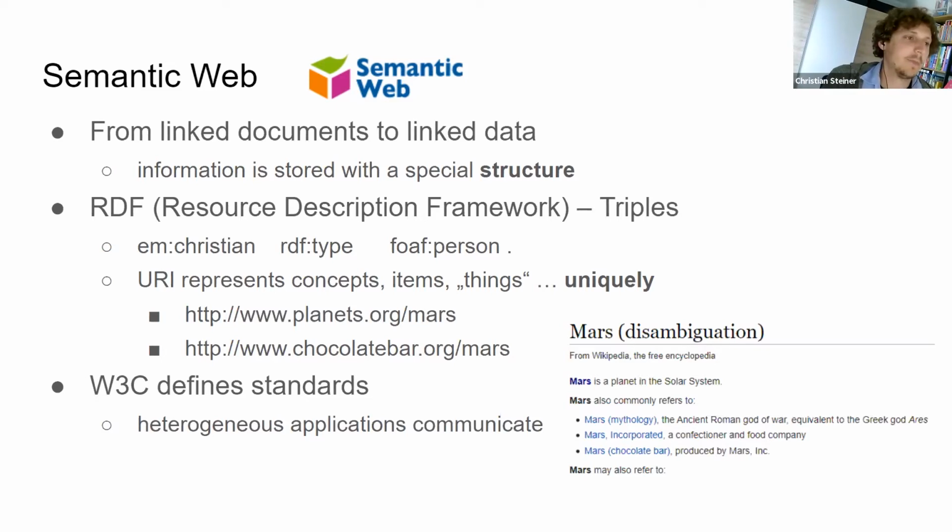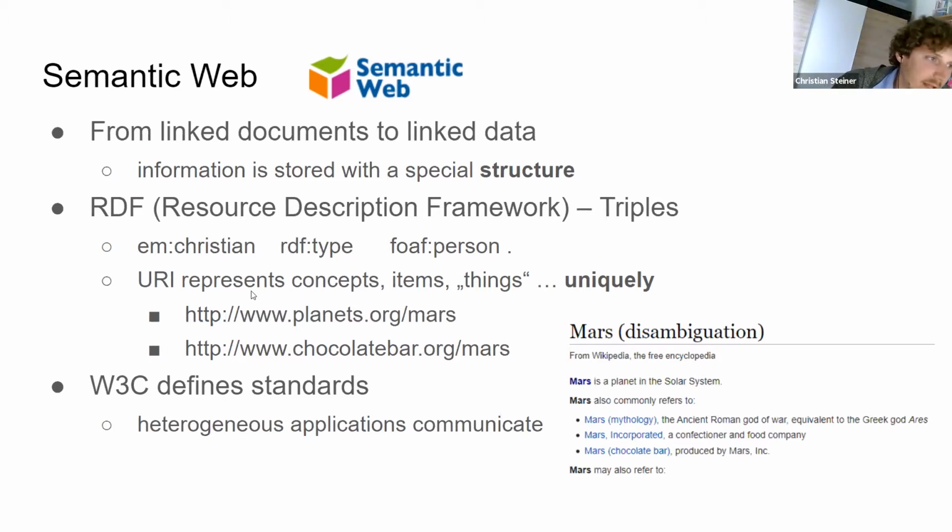So I could say Christian is a person with this statement here. And this statement is human readable, and also machine readable, more importantly. So this means Christian is a person, and all of these classes and this property are unique. They are uniquely identifiable by machines.